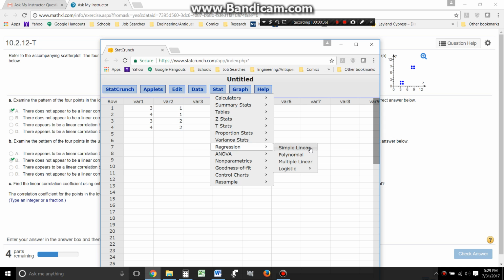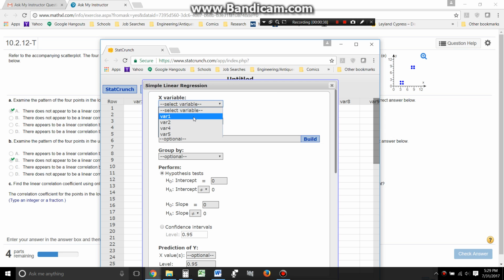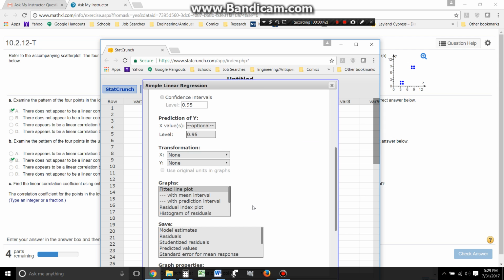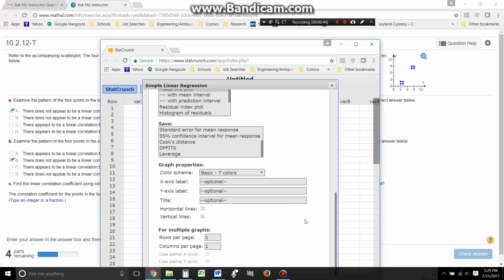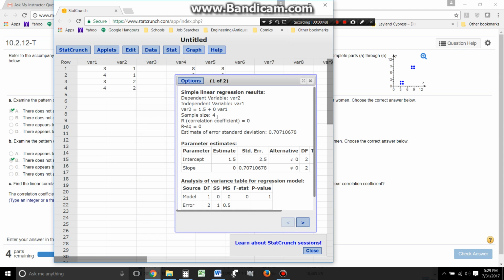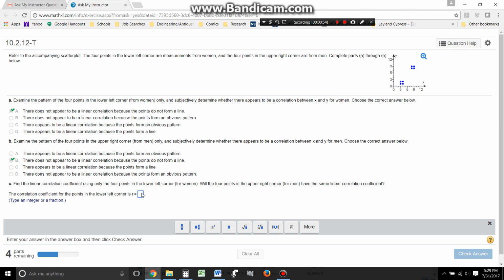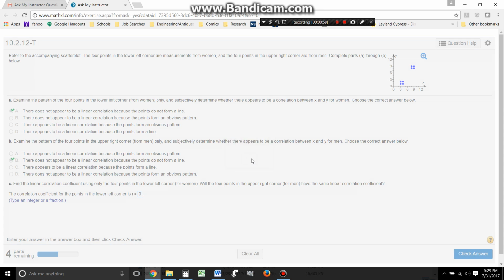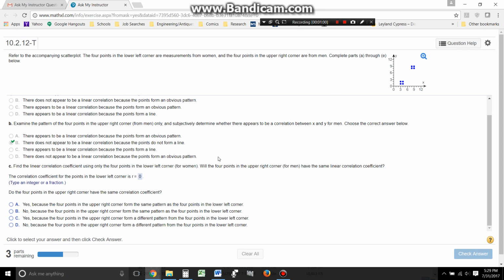Stat, regression, simple linear. X variable is var1, the Y variable is var2. And let's go ahead and hit compute. Move this up here and compute. And the correlation, as you can see, is 0, which is what I would expect to see based on the way that the data points are organized.